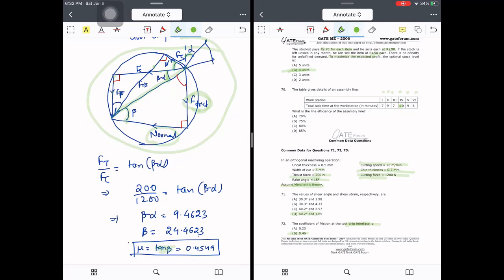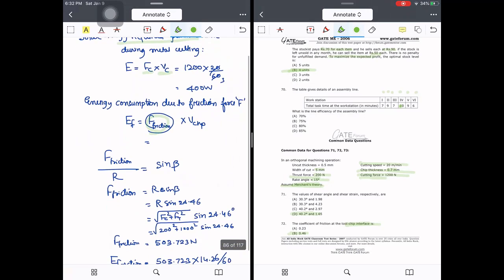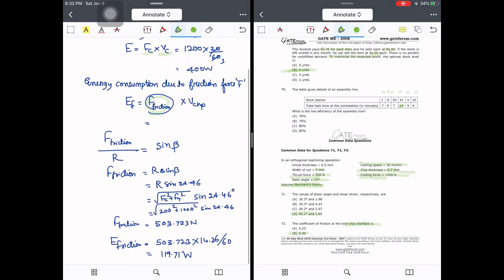One thing that we can calculate, based on the cutting force and thrust force which they have given, is the value of R, this resultant. This is nothing but the square root of 1200 squared plus 200 squared. Once we do it, we can find that F friction by R is nothing but sine beta. Force of friction by R, where R is the square root of C squared plus T squared, and sine 24.46. It is nothing but 90 minus the beta.